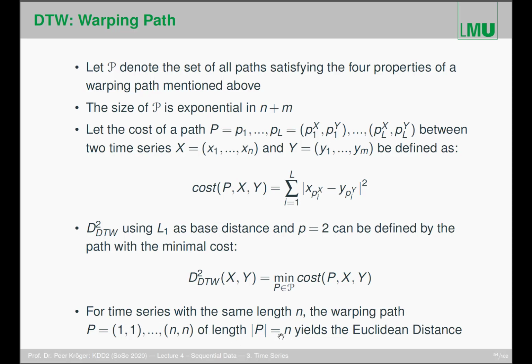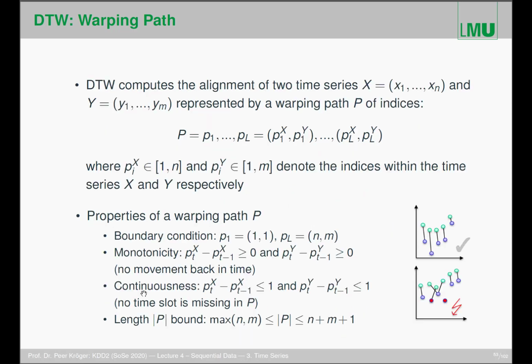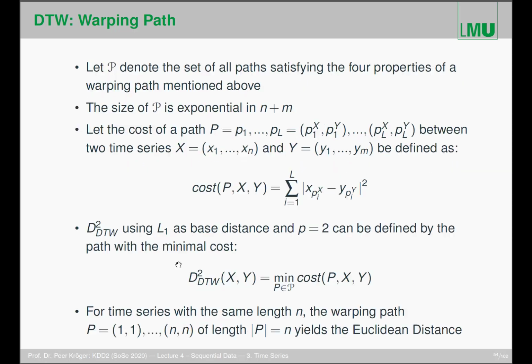Or the warping path that has the length n yields obviously the Euclidean distance, because in that case we can only compare each time slot of X with the same time slot in Y. Otherwise, those 4 properties will not hold for this warping path here. So there's basically no warping in that case.